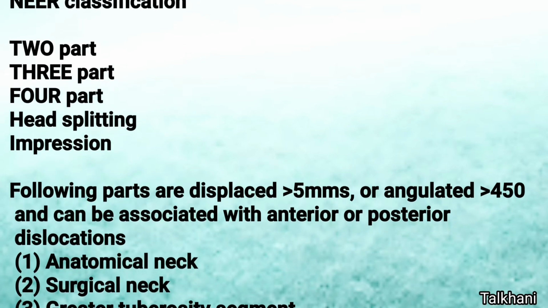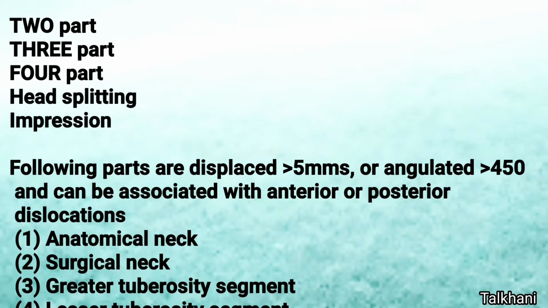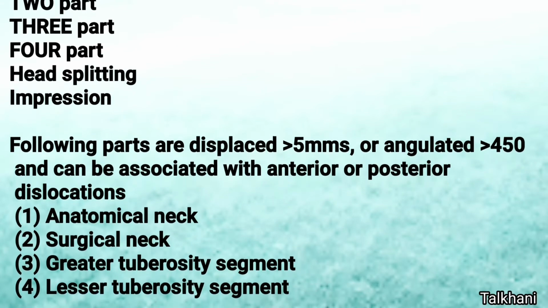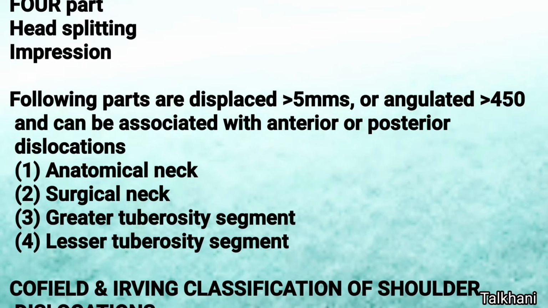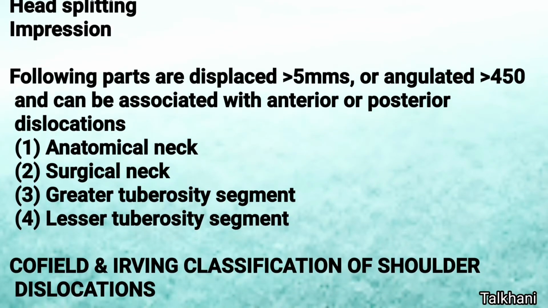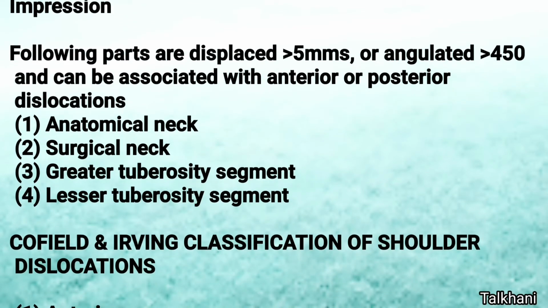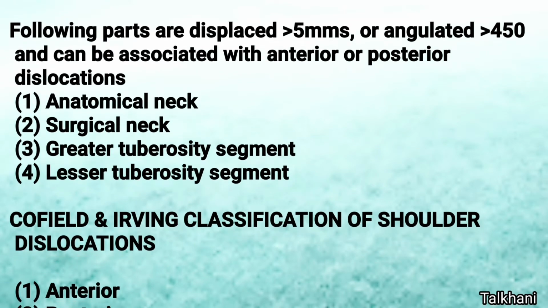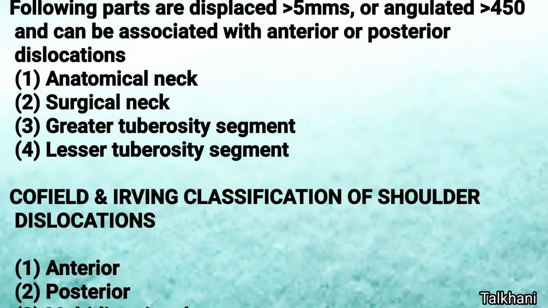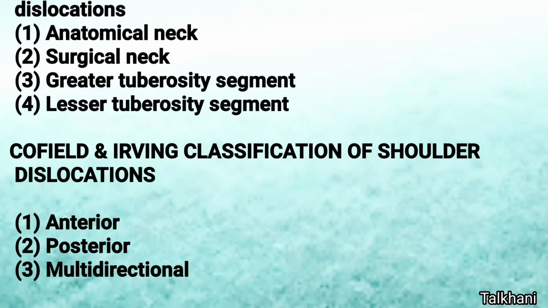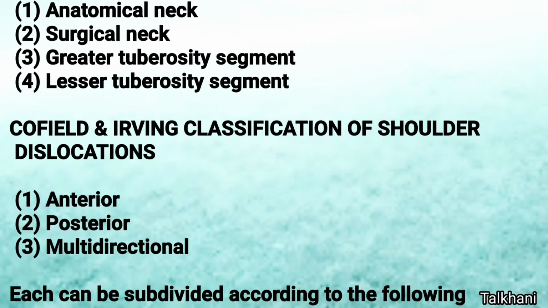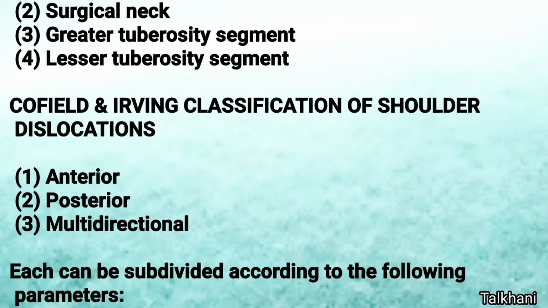Each part displacement should be more than 5 millimeters or angulated more than 45 degrees. Each type can also be associated with anterior or posterior dislocations. Cofield and Irving classification of shoulder dislocations: number 1, anterior; 2, posterior; 3, multidirectional.